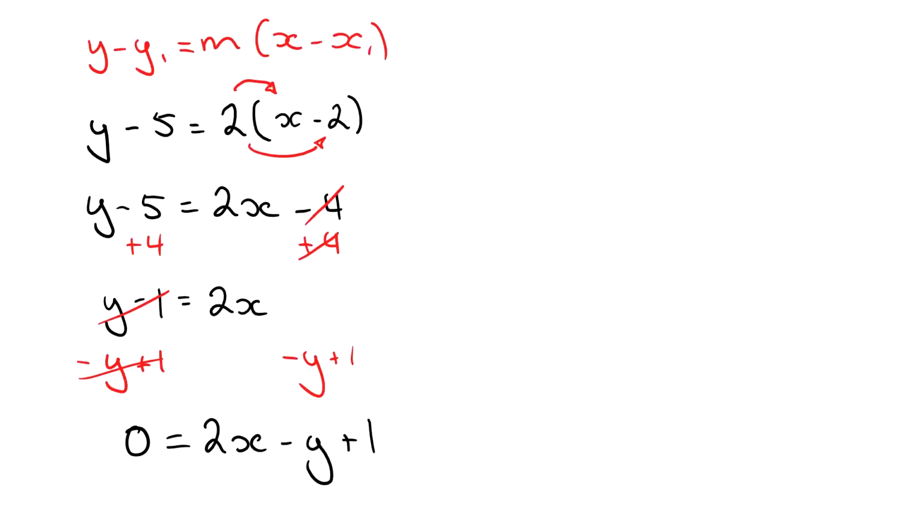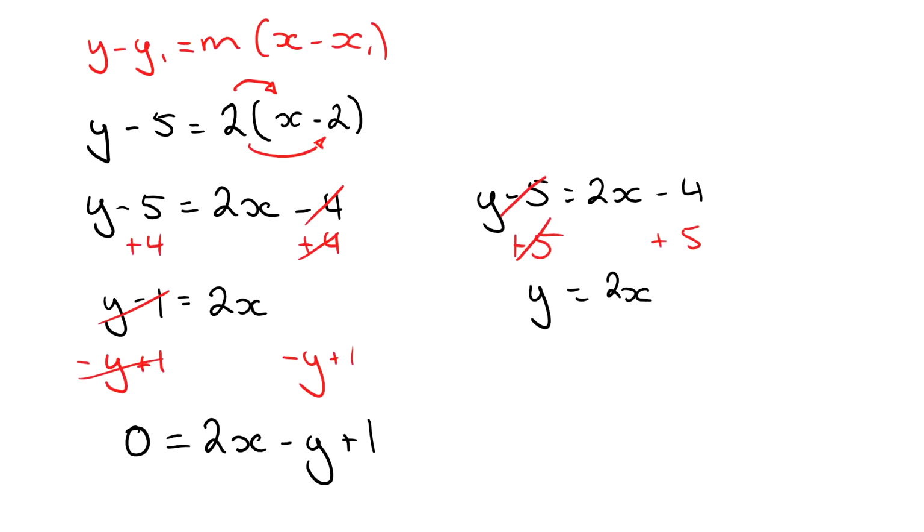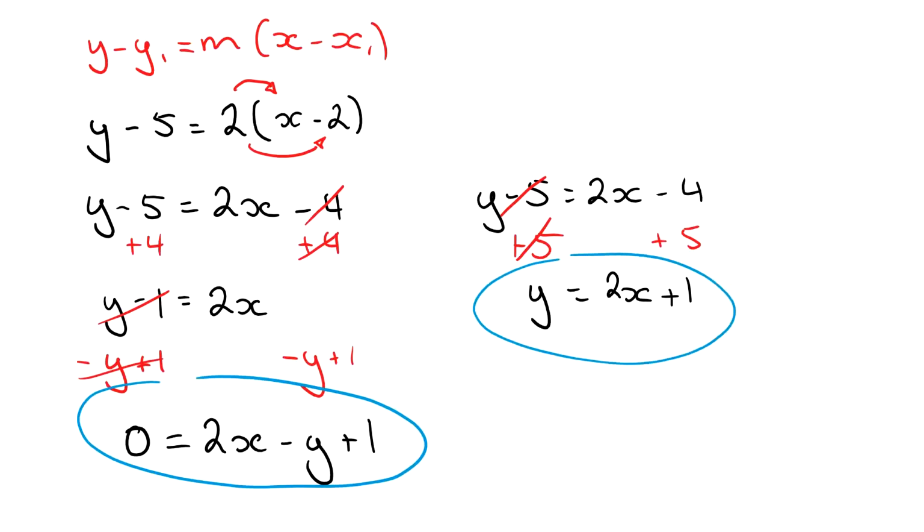this cancels that out, I'm left with 0 equals 2x minus y plus 1. Now what I could have done up here, let's say I get to this step again, the y minus 5 equals 2x minus 4, I could leave this as the gradient intercept formula by plus 5 on both sides. Those 5's cancel out and I'm left with y equals 2x plus 1. And I can leave it as that. So here is my general form, here is my gradient intercept form. Both of those are fine.